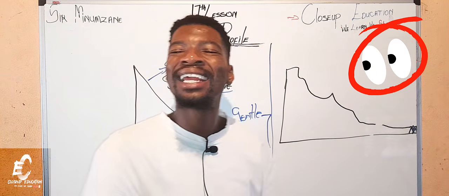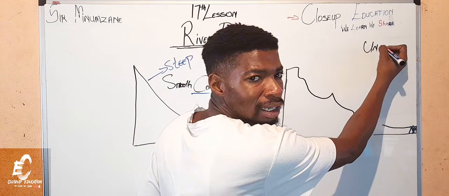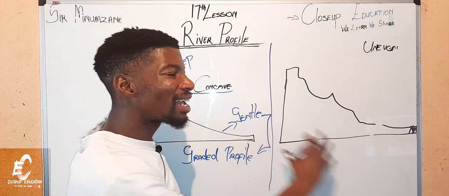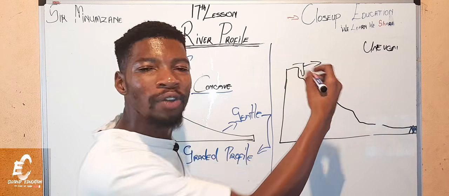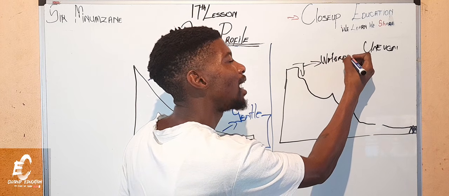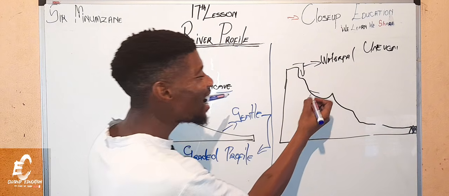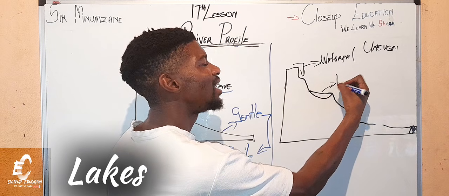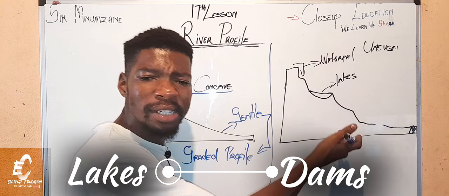When you are looking at an ungraded profile, what instantly comes to your mind? This is obviously uneven, right? Meaning when the gradient is uneven, it is obviously associated with fluvial landforms such as waterfalls, right? Waterfalls, and such as lakes. So here there could be what we call lakes, right? These are lakes, or dams. You could find dams here, right?